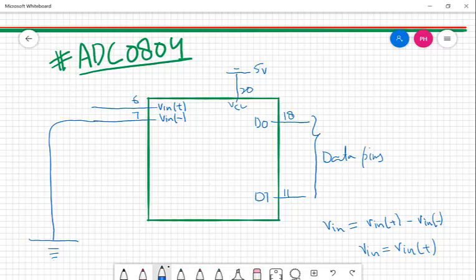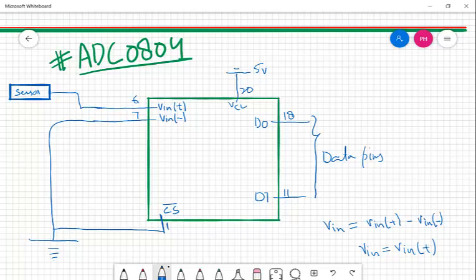That's the sensor output, connected to pin number 6, V in positive. And then we have 3 more pins. We have chip select, pin number 1. This pin is active low, known as chip select. That means to access the ADC 0804, the pin must always be low. That is, the pin must be grounded. It actually enables the IC.